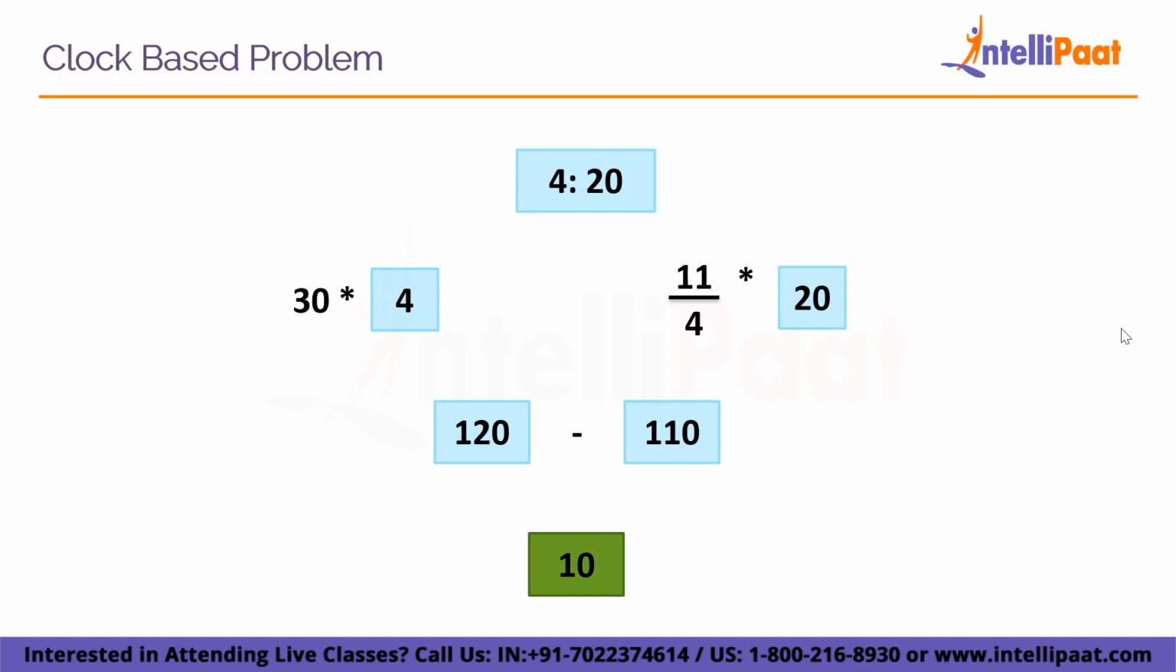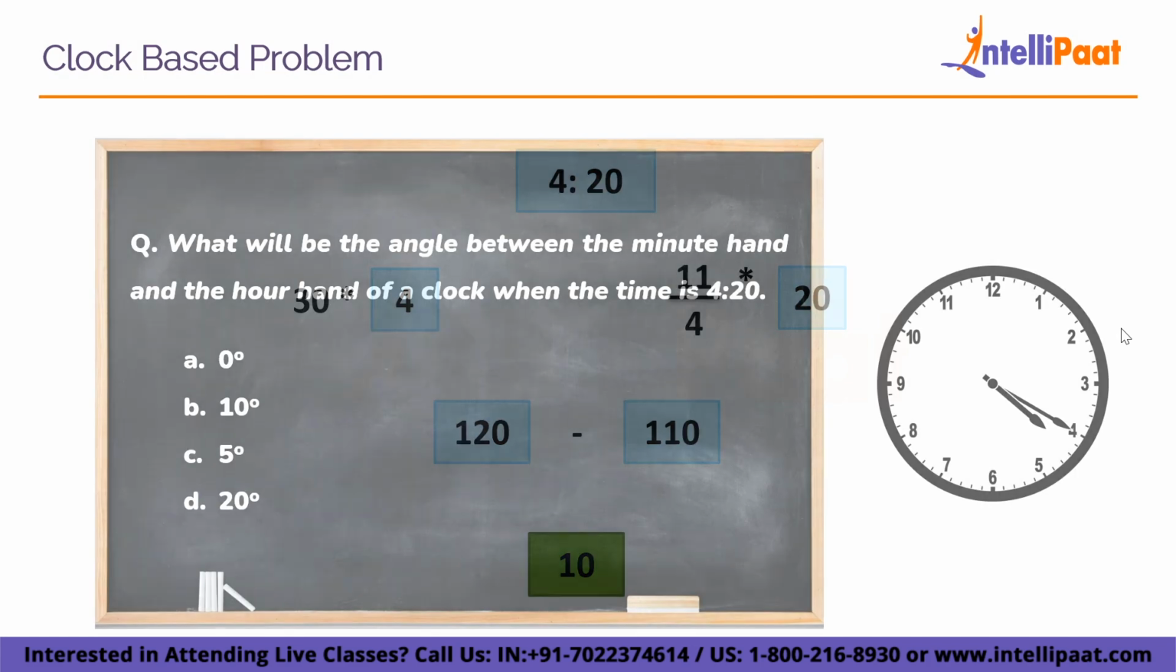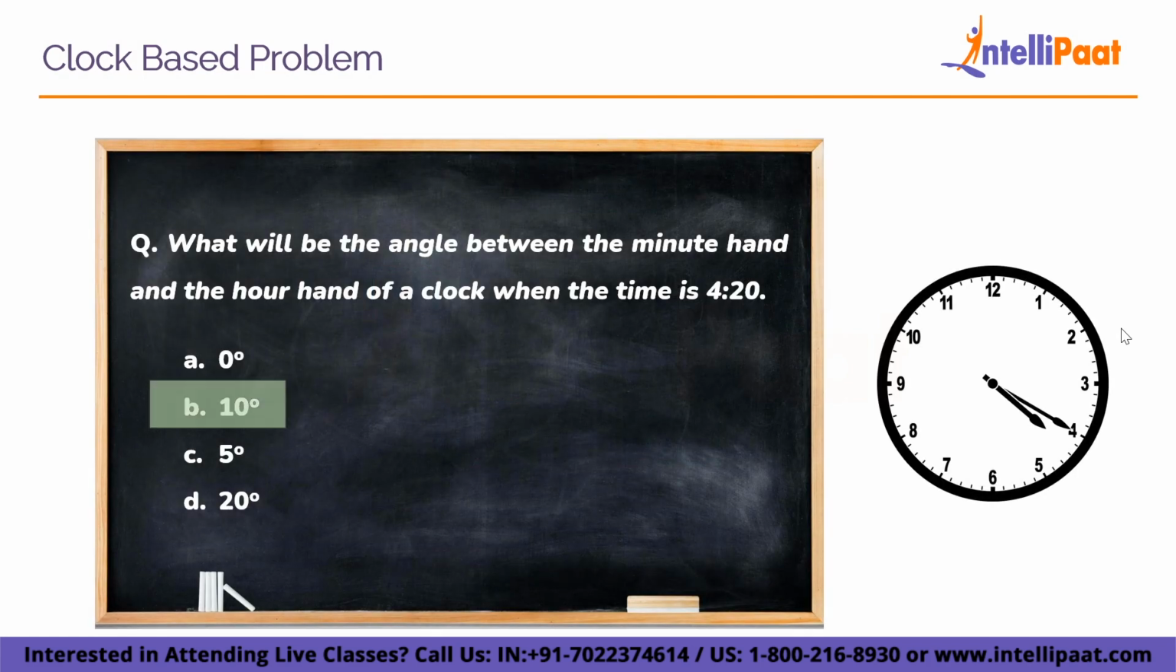So now let's jump on to our problem and see there. Here you can see option B, 10 degrees. So this is the answer to this question. So this is the trick of how you can find the angle between a minute hand and hour hand. Now let's jump on to our second question.